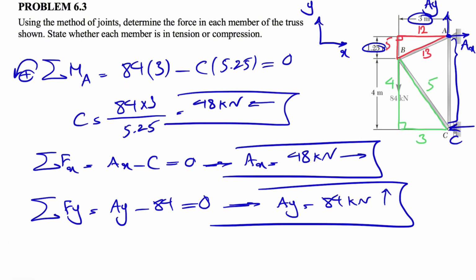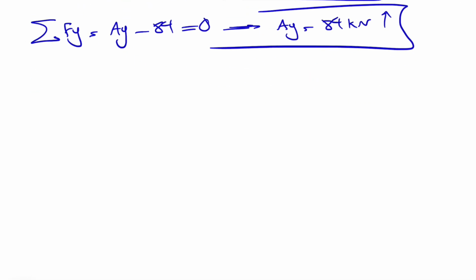So now that we have this, we can move on to our joints, each of them, in order to find the force in each member and see if they are in tension or compression. So let's just start with joint A. So at joint A, we have our Ax and Ay, which we found from the previous step.